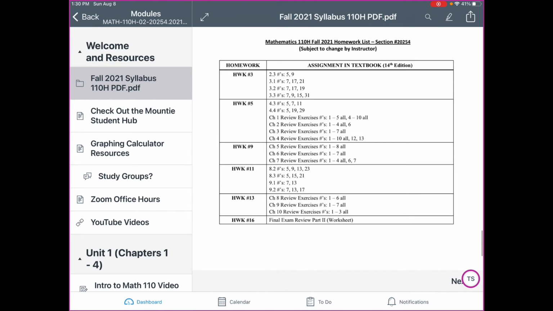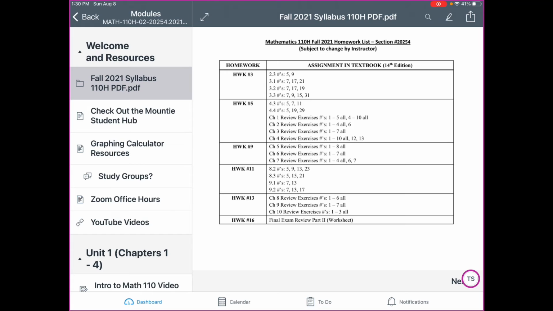The last page in your syllabus is the homework list for textbook problems. And you'll notice that homework 3, 5, 9, 11, 13, and 16 are coming from a textbook or from a worksheet. All the other homework assignments are going to be coming from MyOpenMath. And these are again coming from the textbook, which is our 14th edition, and information about the textbook is listed on the first page of the syllabus.